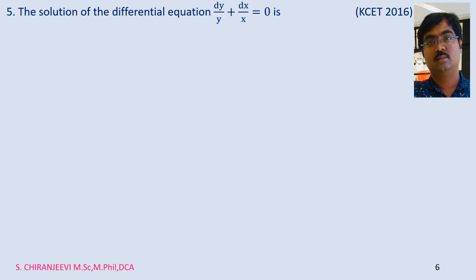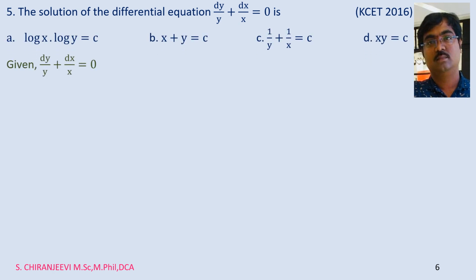So the option D. The next problem, the solution of the differential equation dy by y plus dx by x equal to 0 is, which is asked in the year 2016. The options are given below.